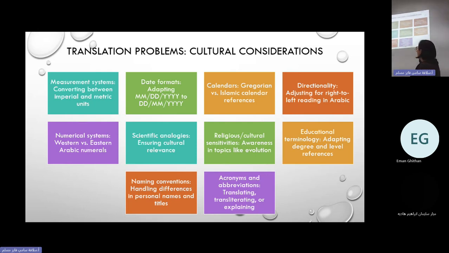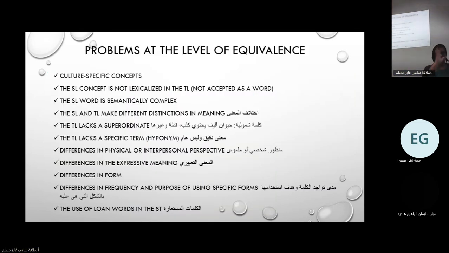Acronyms and abbreviations: do we use translation, transliteration, or explanation? Okay? So these are some of the problems that you may encounter on the cultural level, okay? We talked about problems on the word level, on the grammatical level, and on the cultural level. Now we have another set of problems that comes on the equivalence level.